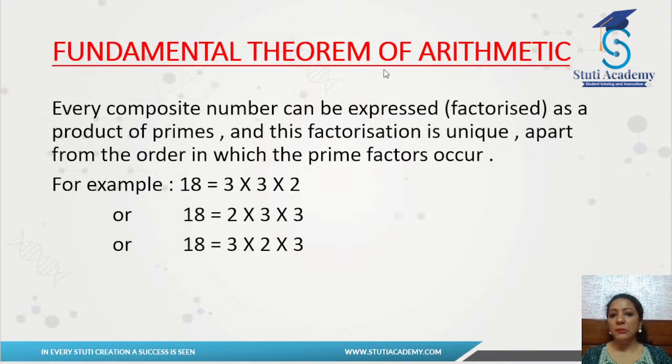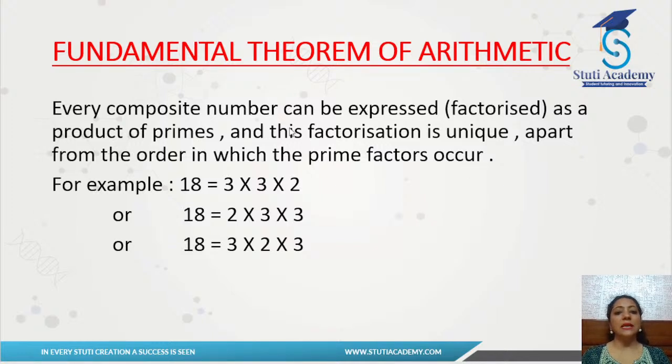Now coming to the fundamental theorem of arithmetic. This I discussed yesterday also. So since we'll be using this in today's class, I'll just quickly review this. Every composite number can be expressed or factorized as a product of primes, and this factorization is unique apart from the order in which the prime factors occur.